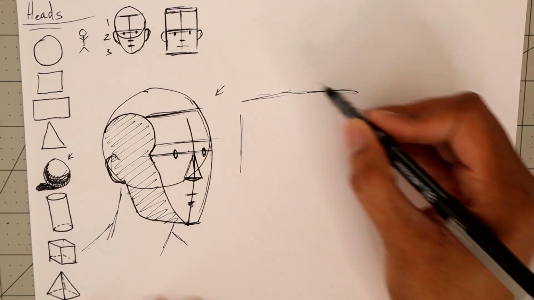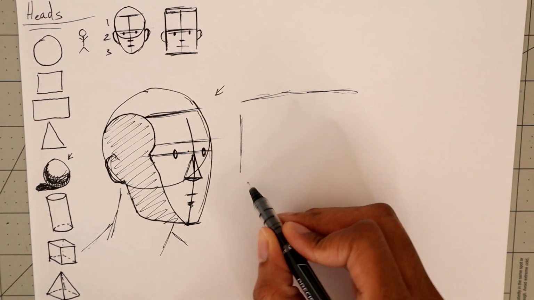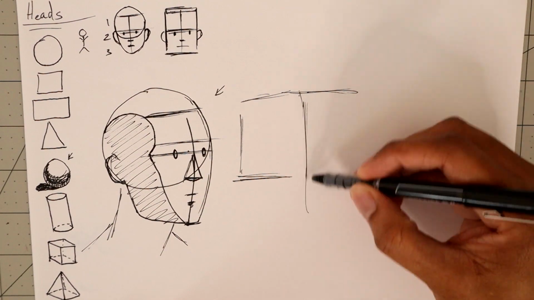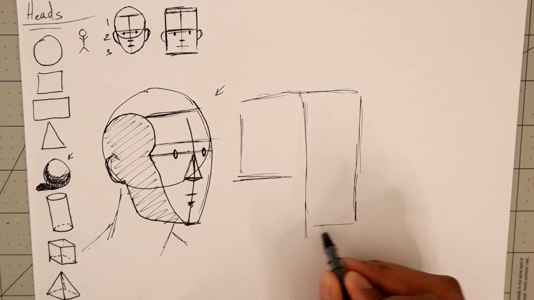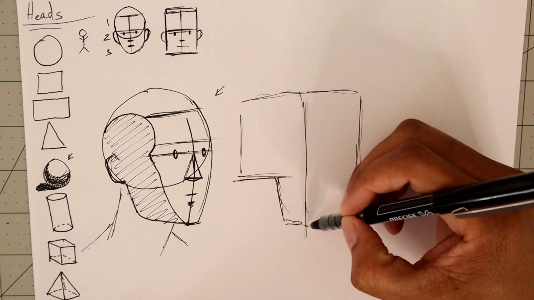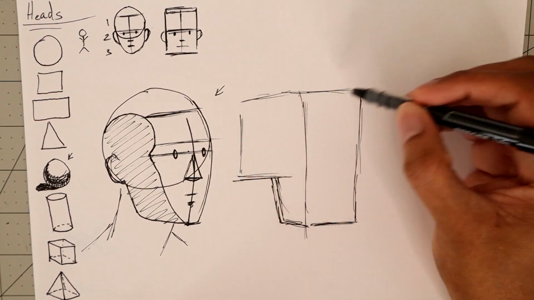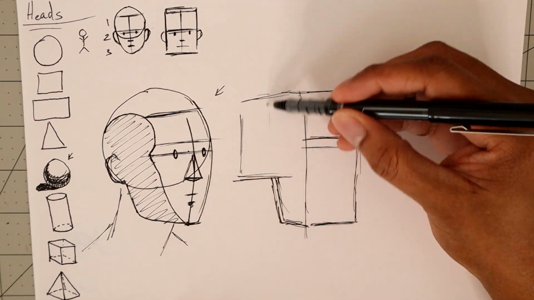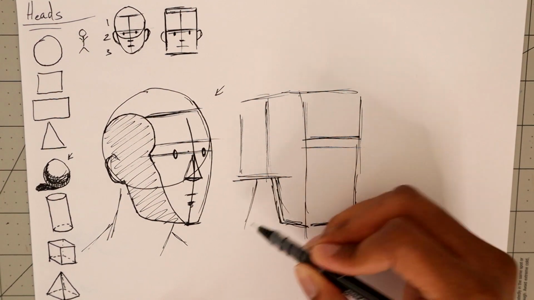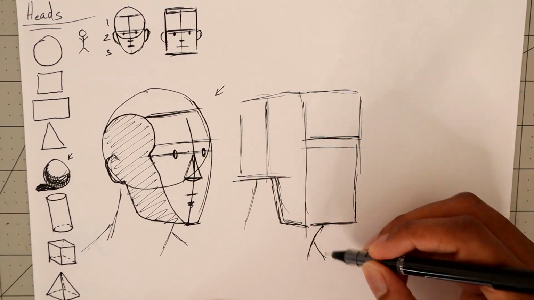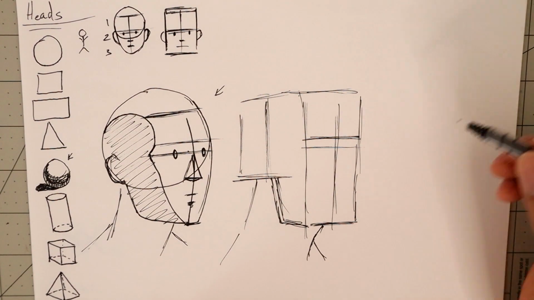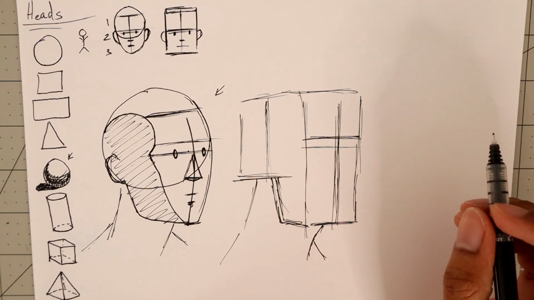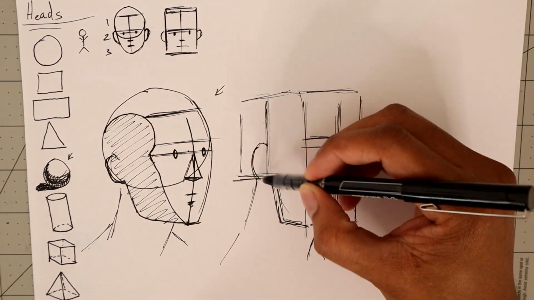Let's make a more rectangular head now. So we'll use box forms and rectangles. So we have a rectangle for the front. We have the mandible coming down. We'll give it the eyebrow ridge and eye line. A neck. We'll give it a center line, which is off because it's at 3/4. And the ear is behind the mandible.